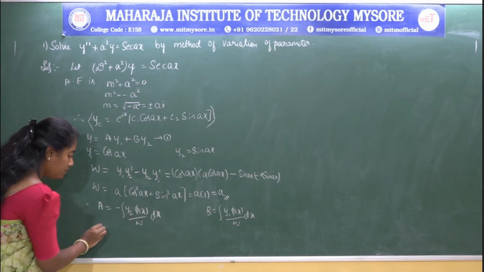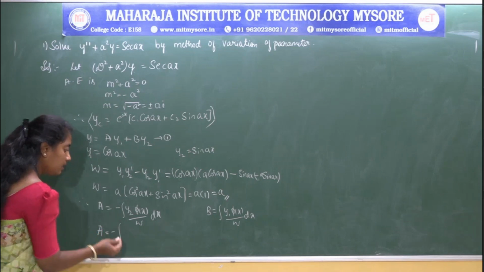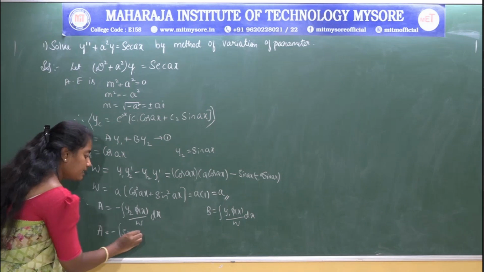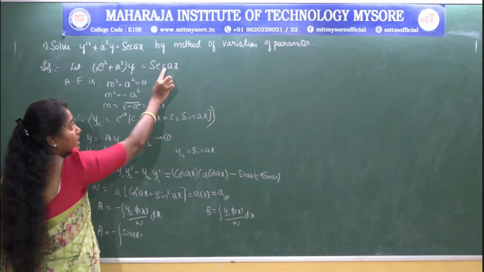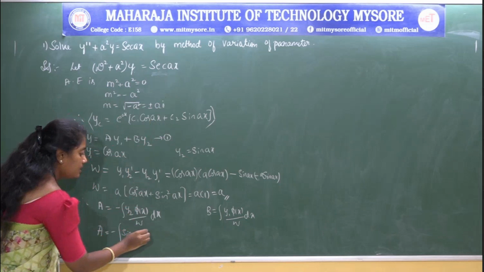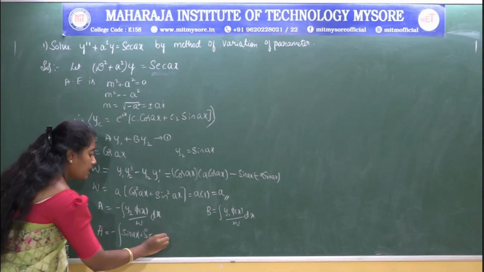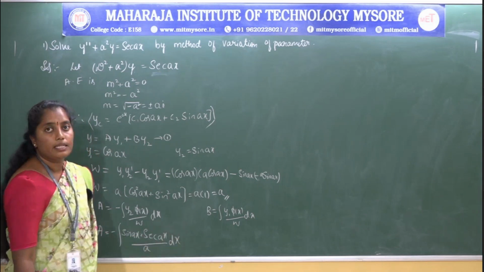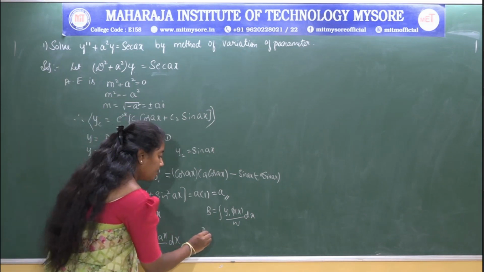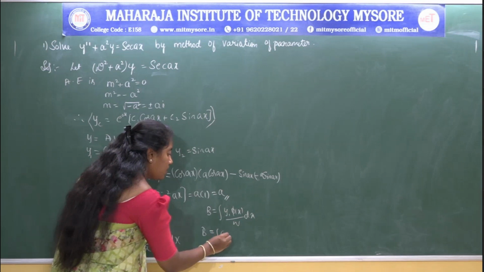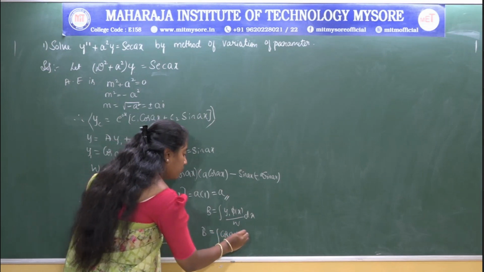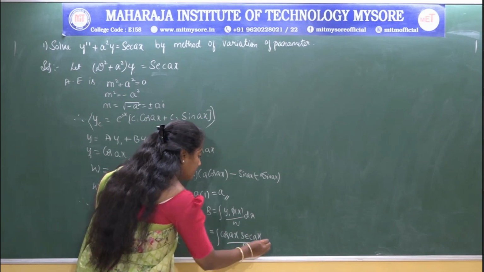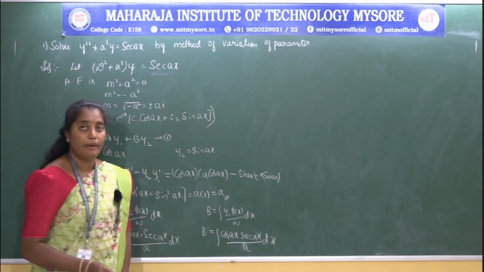Substitute all these values. A is equal to minus, what is the value of y2? y2 is sin ax into, what is the value of phi of x? The value of phi of x was given here: secant ax divided by the value of w, which is equal to a, with respect to x. Similarly, in the b term, y1 is cos ax and phi of x is secant ax by a, that is w value, with respect to x.